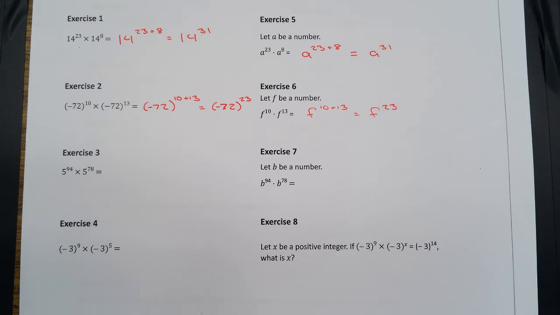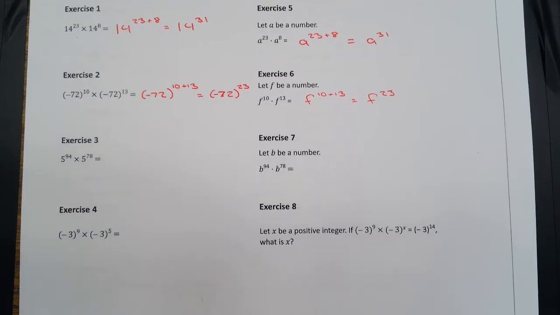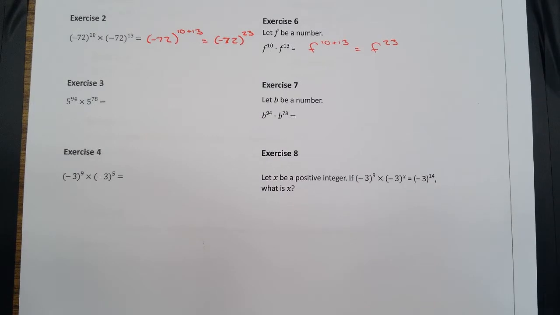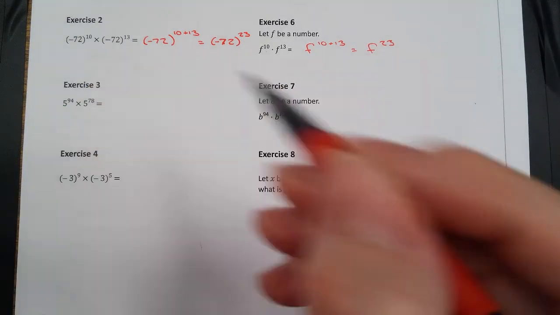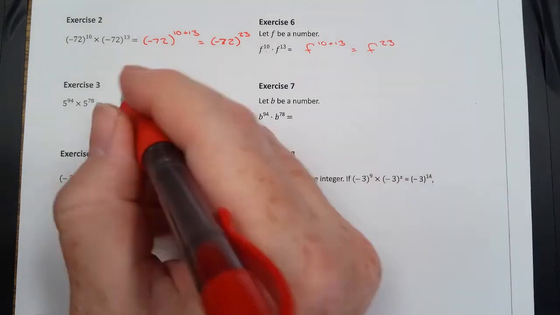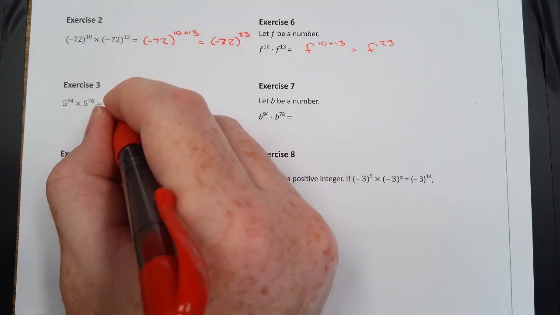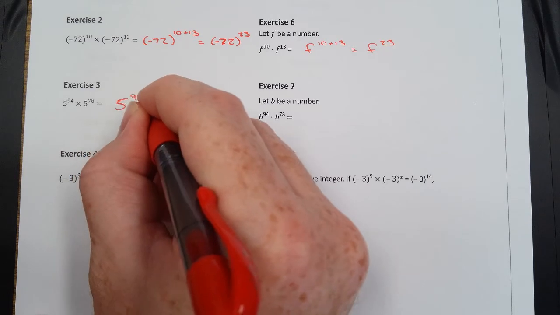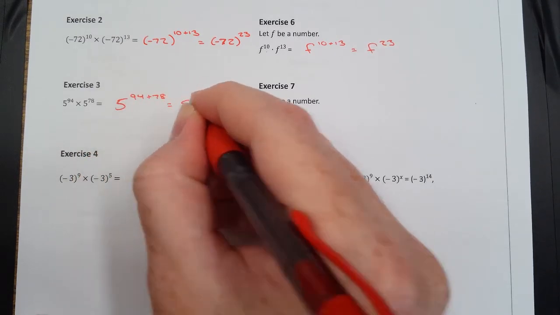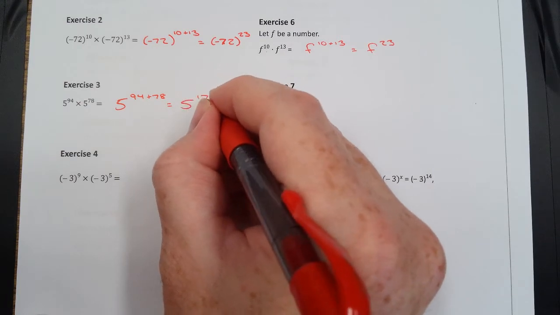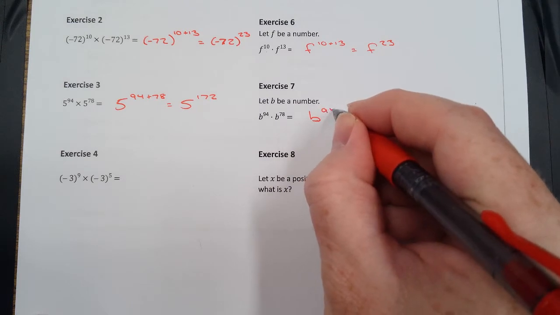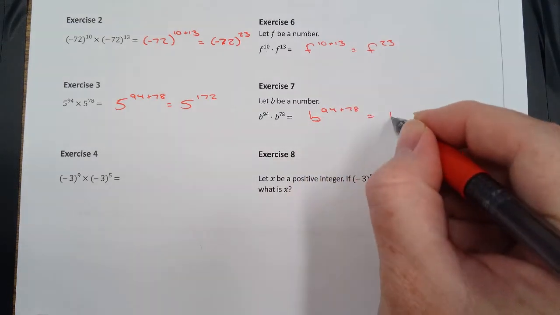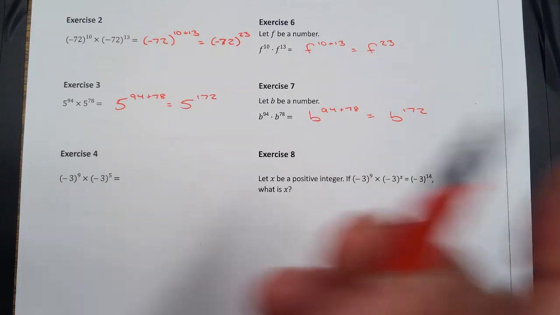Pause the video, please, and I would like you to try exercises 3, 4, 7, and 8 on your own. So pause the video and then come back when you're ready to see the answers. Okay, so hopefully you paused it and you're not just skipping ahead to get it done. But exercise 3, you should have done 5 to the 94th plus 78, which gives you 5 to the 172nd power. Same thing works with the variable. B to the 94th plus 78 equals B to the 172nd power.